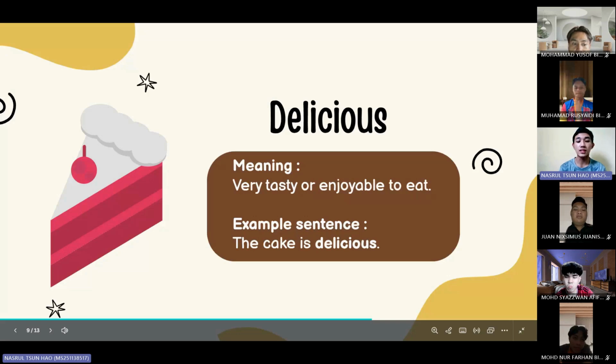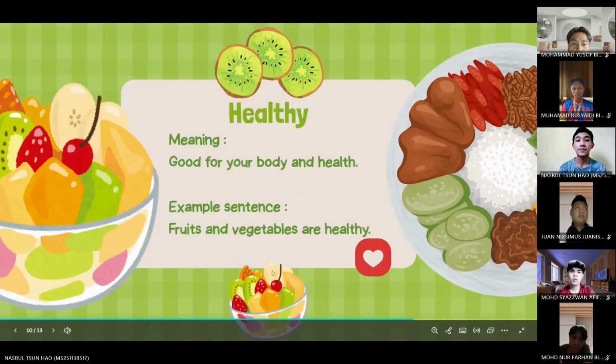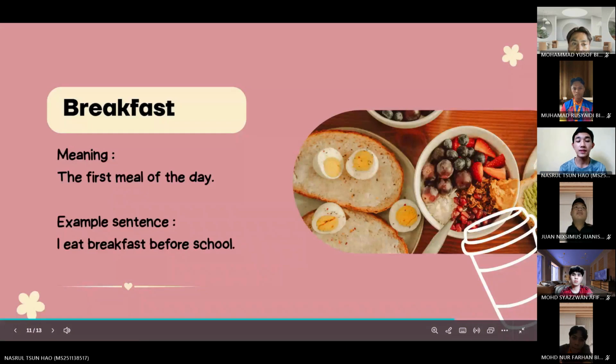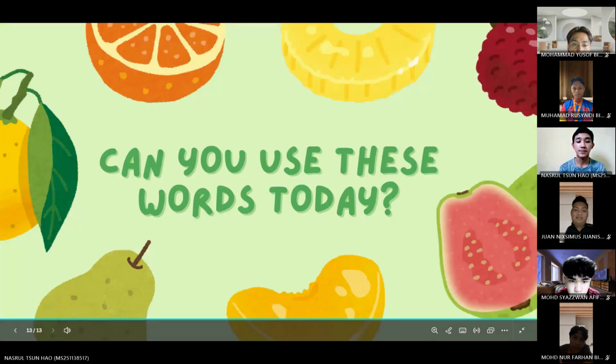I will continue introducing the same remaining vocabulary in the same way. Using the colorful visual will help students to remember the words more easily and keep them interested throughout the lesson. Healthy, breakfast, hungry. Can you use these words today? That's all for the Canva slides.